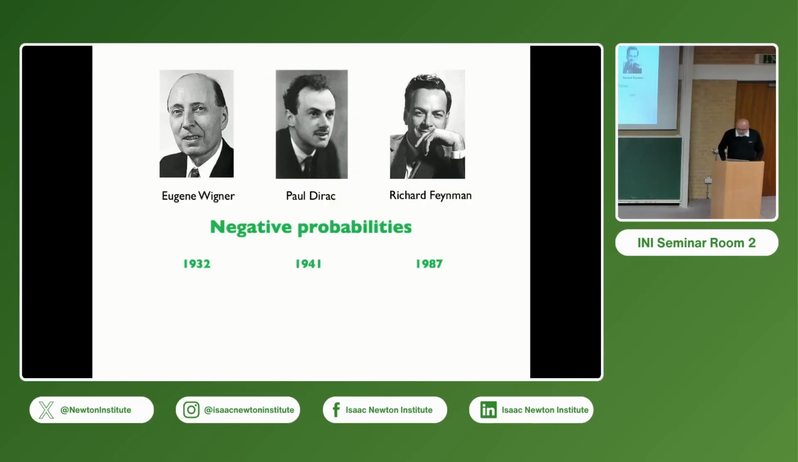So those three great people also have something in common. They all got the Nobel Prize. First Dirac, 1933, then Wigner, 63, and Feynman, 65.